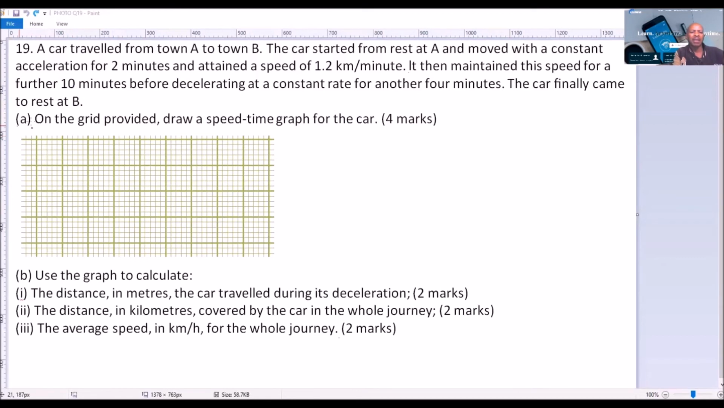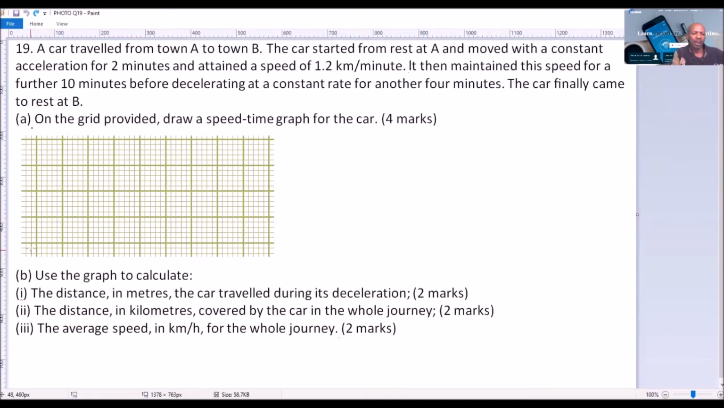On part A of the question, on the grid provided, draw a speed time graph for the car, and you get 4 marks. You see that the car accelerated for 2 minutes, maintained the speed of 1.2 kilometers per minute for 10 minutes, so those are 12 minutes, and then decelerated for 4 minutes. So those are 16 minutes. When you are drawing a graph, always use a pencil, because when you mess up, you will be able to erase, and you will not be provided with another grid, since the grid is on your question paper.